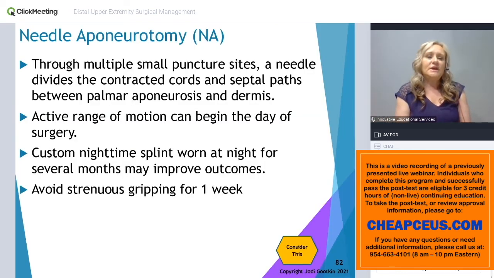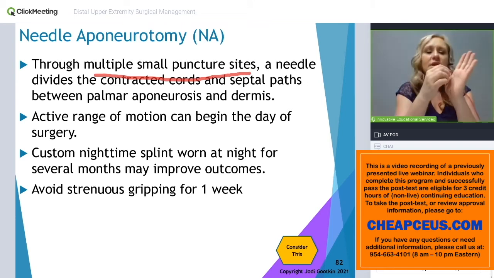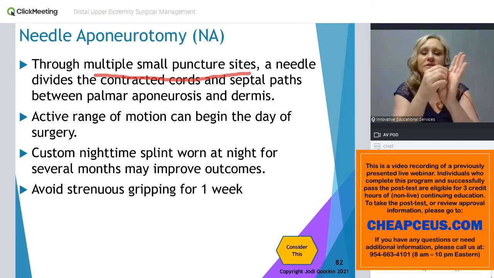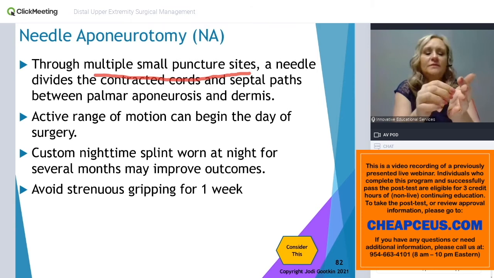Another option is the needle aponeurotomy. This is where the patient will have the cord in their finger and multiple small punctures are made. The physician goes in percutaneously with a little needle, and they're going to kind of divide out that contracted down cord where it's located. They describe that the physician really needs to tell the difference between what is the abnormal cord and what is the patient's intact tendon.